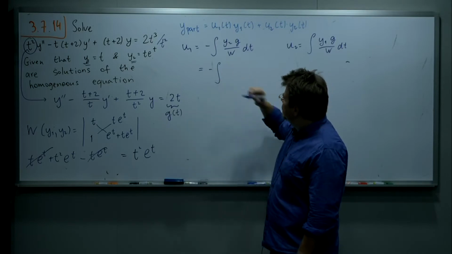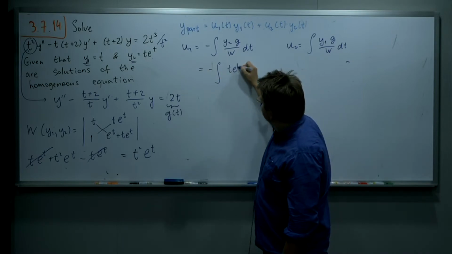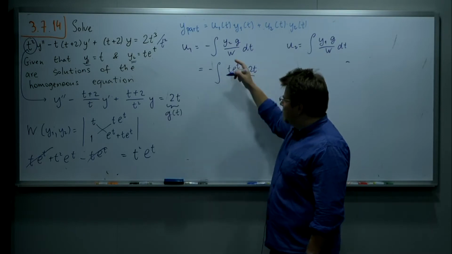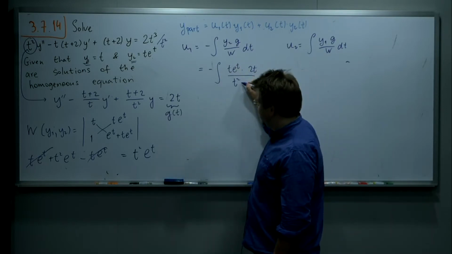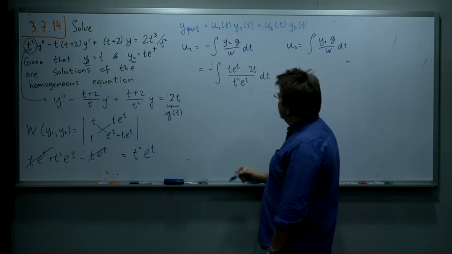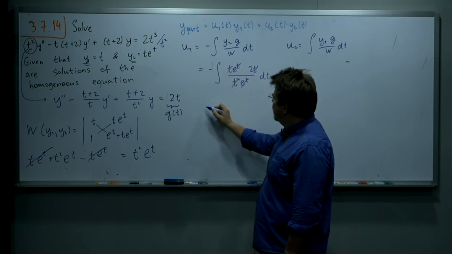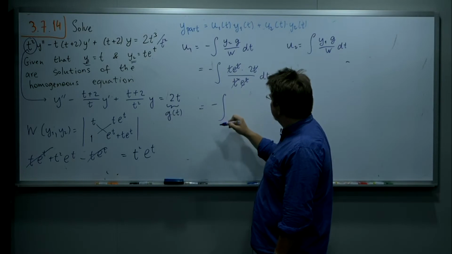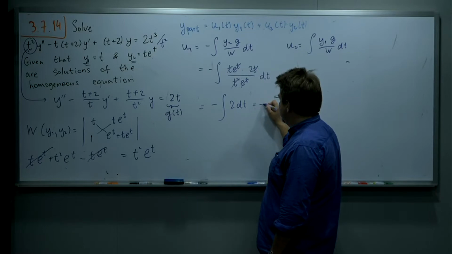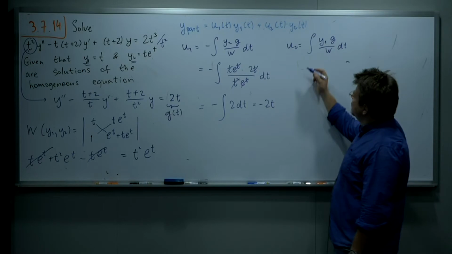So now y2 is t e to the t. g is 2t divided by the Wronskian, and the Wronskian is t squared e to the t, dt. So what do we have here? e to the t cancels out, t cancels out, so the remaining term is just 2 dt. So its antiderivative is minus 2t.